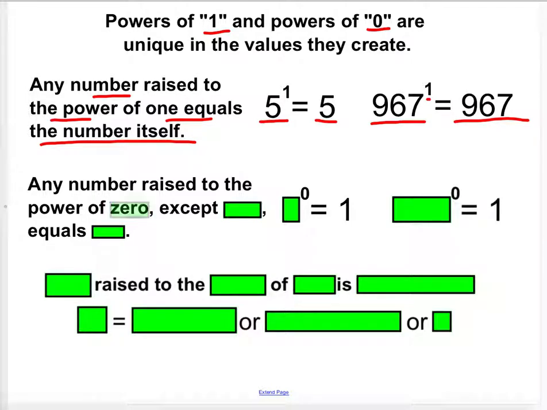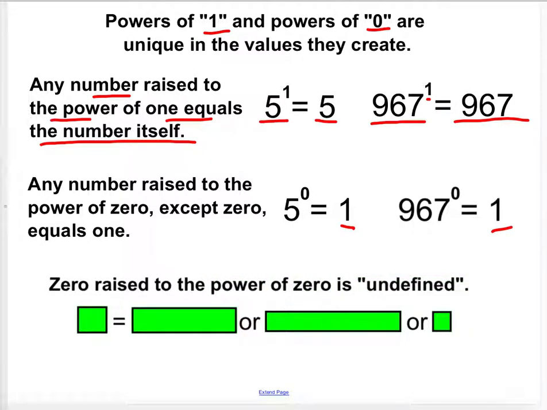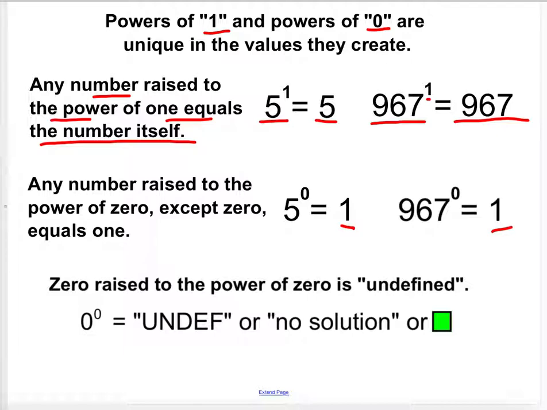Any number raised to the power of 0, except 0, equals the value of 1. So in other words, 5 raised to the power of 0 equals 1. 967 raised to the power of 0 equals 1. Okay? Now, 0 raised to the power of 0 is what we call undefined. There's not a solution. So 0 to the 0 power is undefined, or there's no solution, or it creates an empty set. But you'll talk more about that when you get into pre-algebra and algebra. But it's good to know what that means.